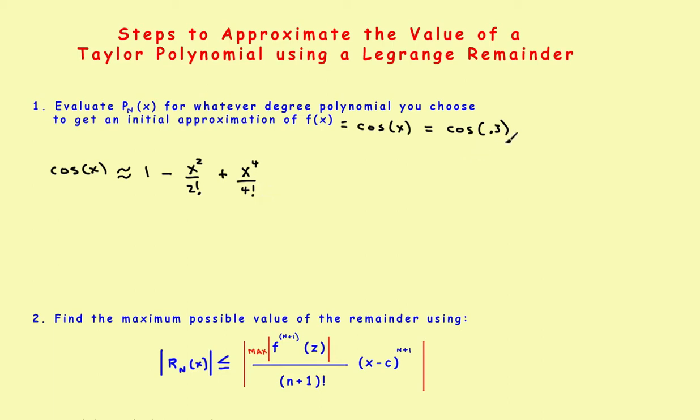Now in our problem we had this. We want to evaluate it when x is equal to 0.3, so this would be x right here. So I know that x is equal to 0.3, and I also know, since it's centered at 0, that c is going to be equal to 0.